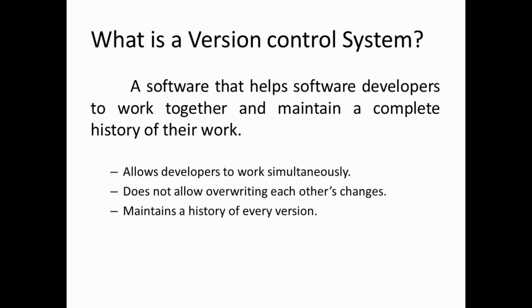So, as I said, it is software that helps software developers work together and maintain a complete history of their work. Whenever developers work in a development environment, we have to store those files. So we can say Git is two things: we can call it a version control system as well as a repository. The repositories, as the name itself says, are basically to store something, right? So it allows developers to work simultaneously.